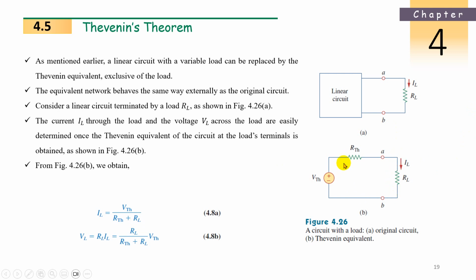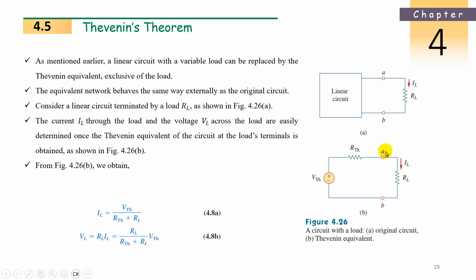It is nothing but the voltage division rule. What is the voltage division rule? VL is equal to RL times IL. That is its own resistance divided by the total resistance, multiplied by V Thevenin. Or you can substitute IL, that is V Thevenin by R Thevenin plus RL, multiplied by RL, which will give VL. So the V Thevenin voltage will divide between RL and R Thevenin. How much divides across RL is your VL: its own resistance divided by total resistance multiplied by Thevenin's voltage.